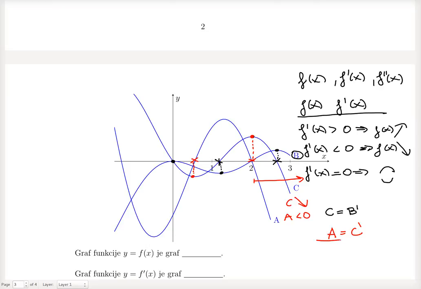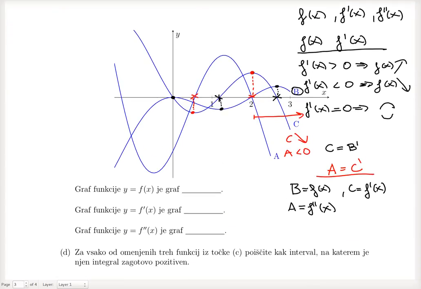and now we just have to figure out which is the original function. So basically the original function is B. So B equals f of x. Then C is the derivative of B, so it's the derivative of f of x, and A is the derivative of C, so it's the second derivative of f of x. So that's all to it. It's as simple as that.